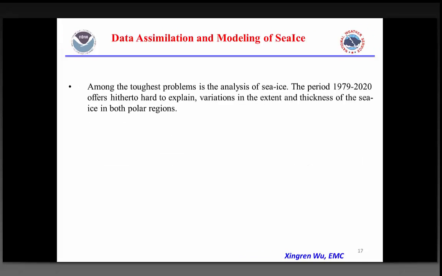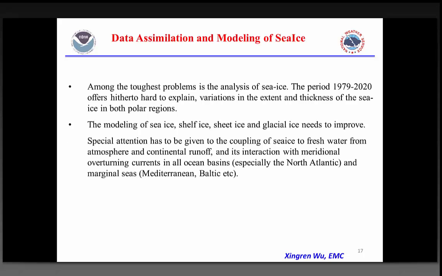Sea ice. Among the toughest problems is the analysis of sea ice. We have had really large variations in the extent and thickness of the sea ice in both the polar regions. The modeling of sea ice, shelf ice, sheet ice, glacial ice, they all need to improve. And special attention has to be given to the coupling of sea ice to fresh water from the atmosphere and continental runoff, and its interaction with the meridional overturning currents in all of the ocean basins, especially the North Atlantic and the marginal seas like the Mediterranean and the Baltic. So there's a lot of work that's going on in both the data simulation and modeling of sea ice.